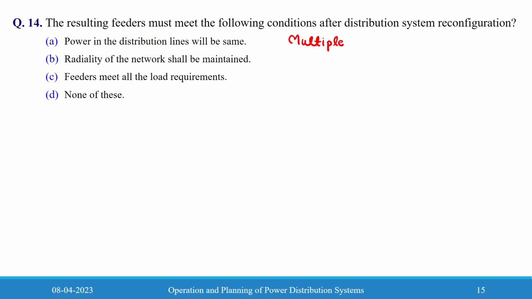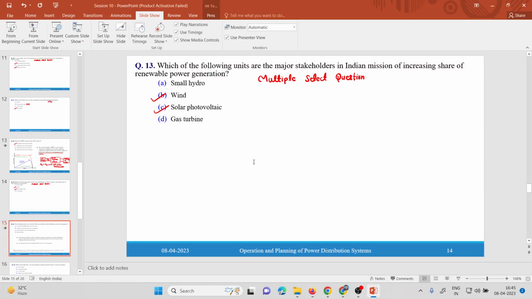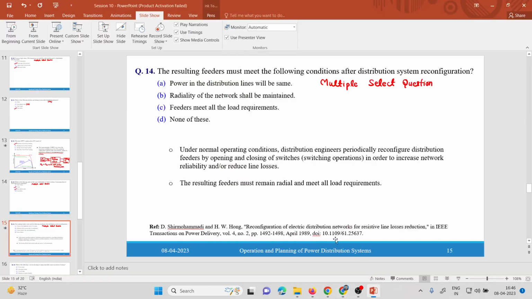After doing distribution system reconfiguration, you have to tell what conditions should be met before and after the reconfiguration. Type your answer in the chat box. Only one attendee is there, so no problem. B and C. Very good. This is the correct answer.